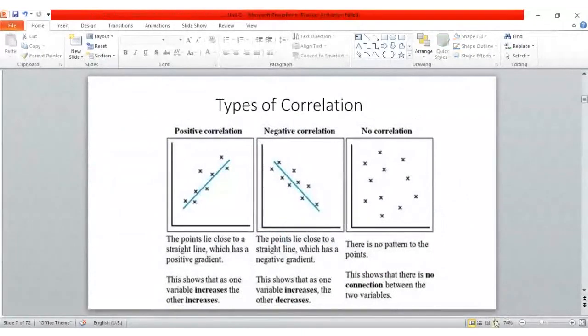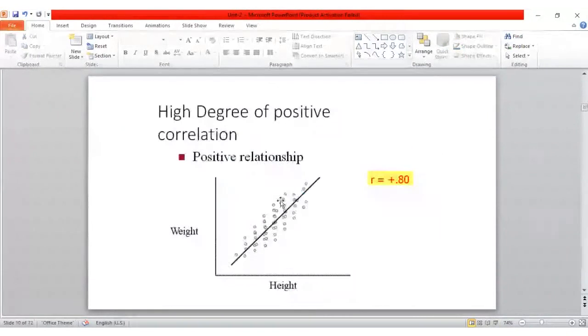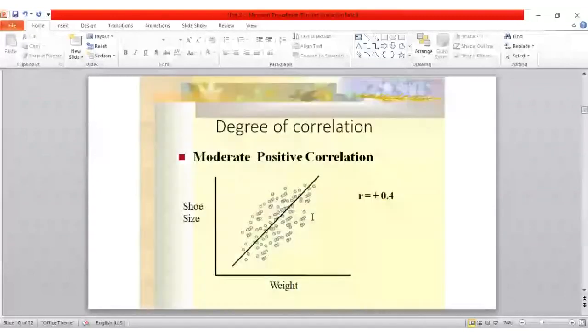Let me go to the next slide. Now, if you have all the points near a line, for example here, you compare this one and this one. What is the difference between this one and this one? In this first case, where weight and height are there, you can see most of the points are near this particular line. But in the second case, they are a little bit far away from this line.